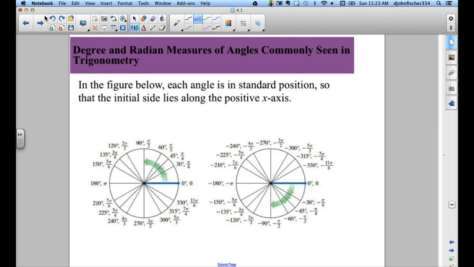Okay, now degree and radian measures. You'll notice on here in the figure below, each angle is in the standard position. So the initial side lies on the positive x-axis. Going positive, we get 0, 30, 45, 60, 90, 120, 135, 150, 180. And with it, we have its radian measure that goes with each one of those. And over here, negatives, as you go on the negative radian measure.